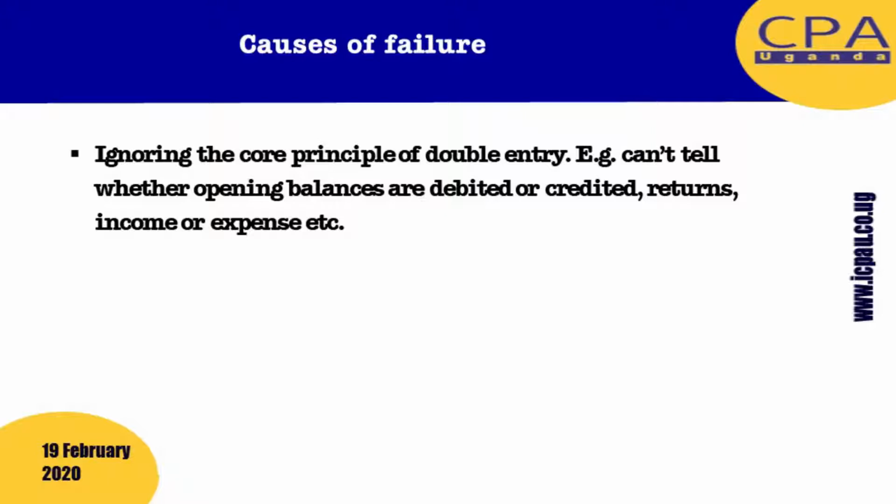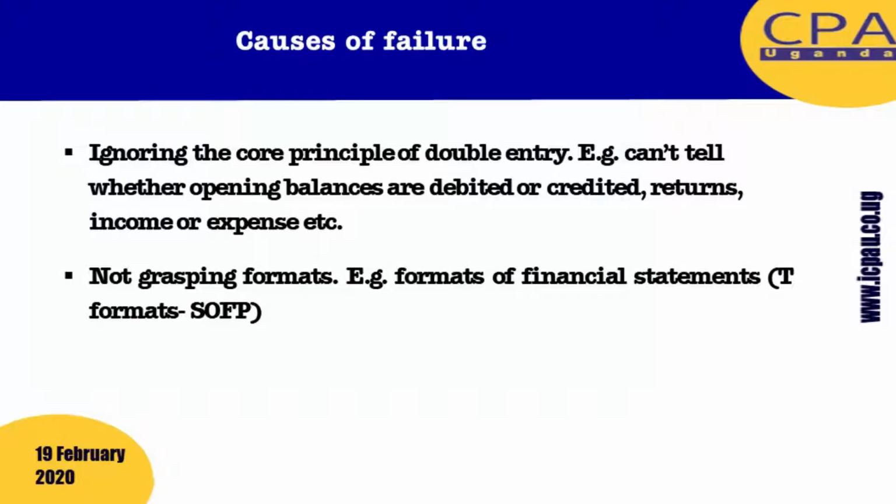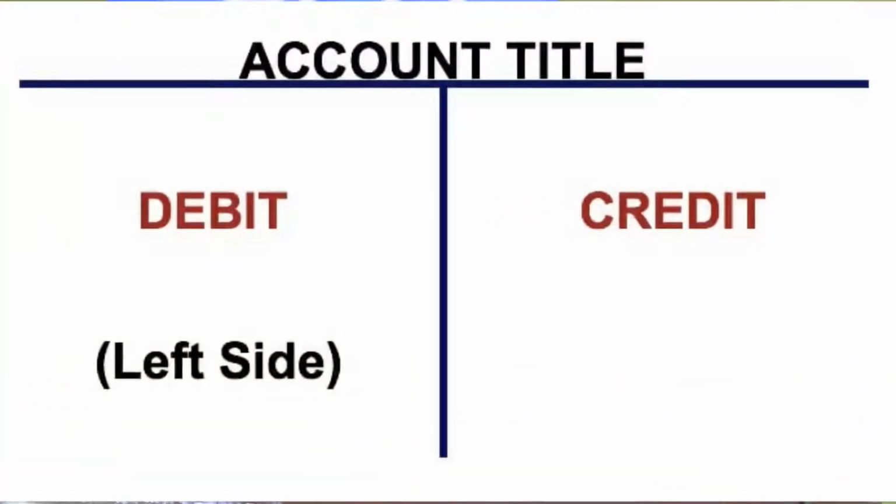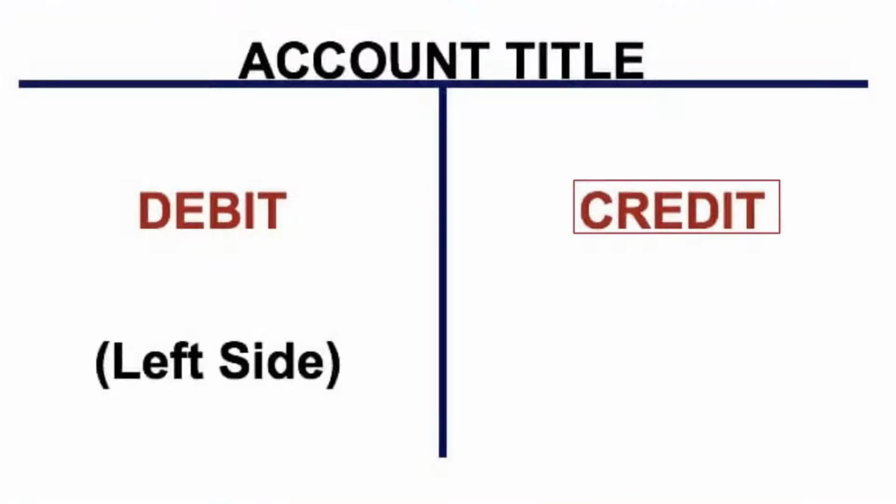Next, formats are still a problem. An example, still in the November report: many, like 40%, used the T format to present an appropriation account under partnerships. But still they didn't know what to credit and what to debit. So the formats, even financial statements, you need to know the formats.